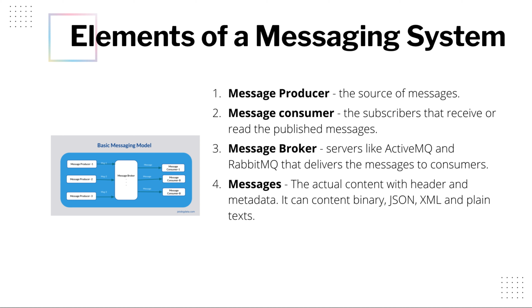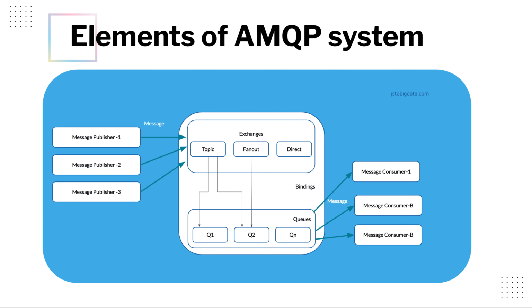Now that you have understood the elements of a messaging system in general, let us try to understand the elements of AMQP system. You can see in AMQP system we also have publisher which will send the messages via exchanges. Then these exchanges are connected to one or more queues through binding, and these queues are subscribed by the consumers. So let's understand each of them in detail. Now also understand exchanges can be of any type, can be a topic, fanout, direct or header exchange. We will try to understand them in detail a little later.